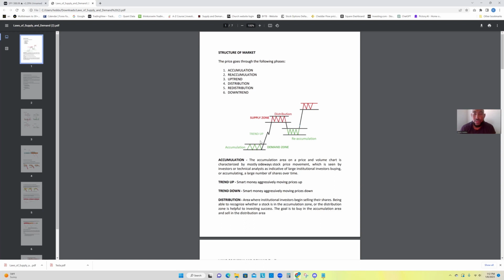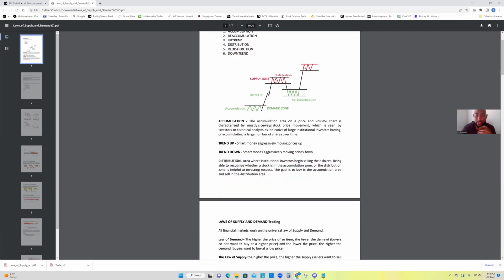Now if it never breaks the original accumulation zone, then we know we just got a slight pullback and it's going to continue to go back up. So you've got a higher low, higher high. As long as the market is continuing to go up, you have an uptrend. And if this market was to break all the way down and broke the place where we first started, now this demand zone, this accumulation, is going to turn into a supply zone.